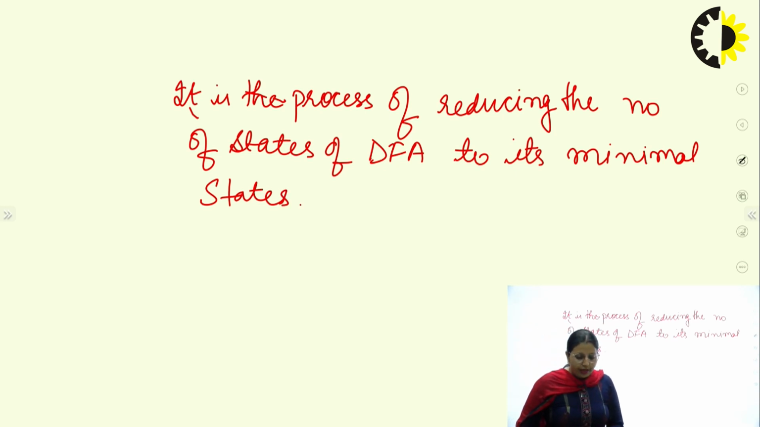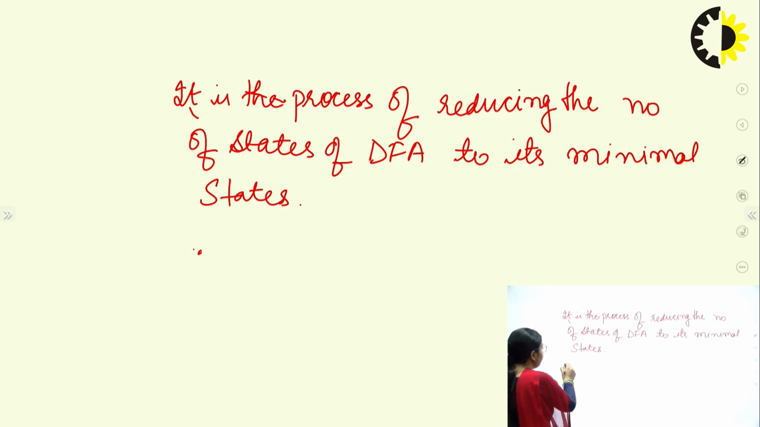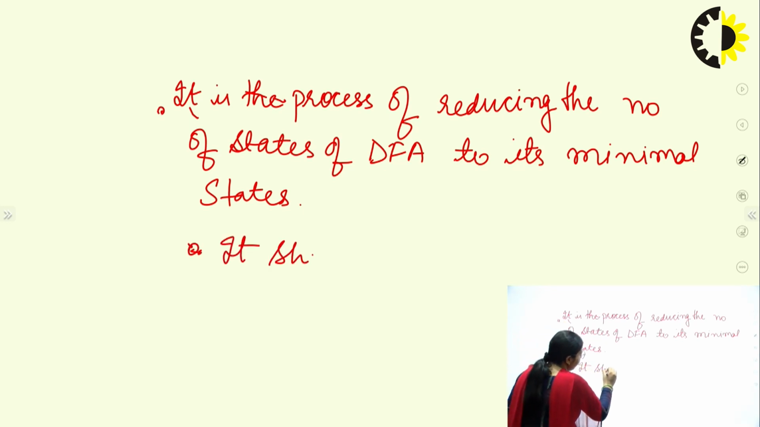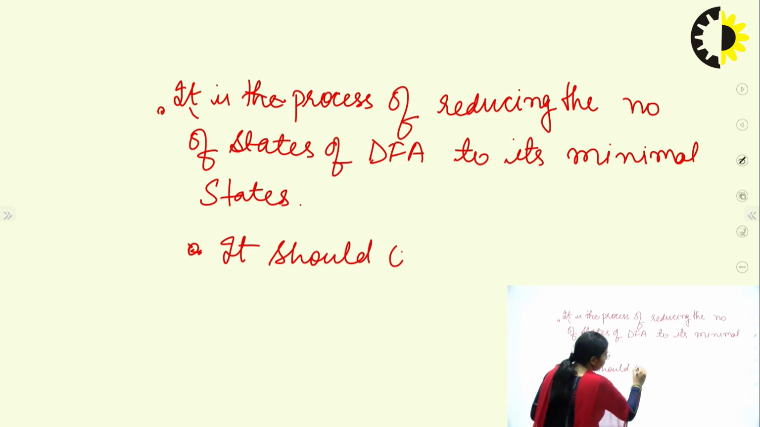minimization of DFA. Basically, as we know, while we are converting NFA to DFA, the number of states increases, due to which the complexity also increases. So, to reduce the complexity or the number of states in DFA, we need to do the minimization of DFA. So, in minimization of DFA, the DFA should contain the minimum number of states.